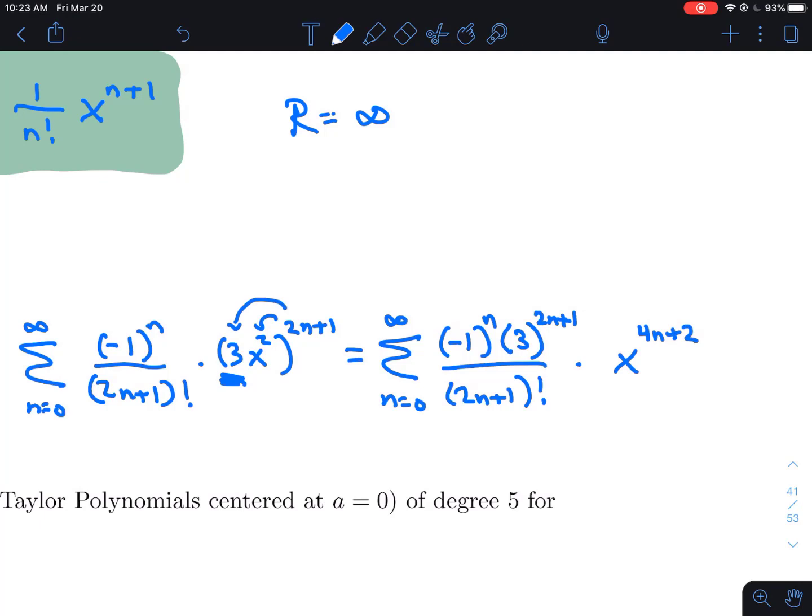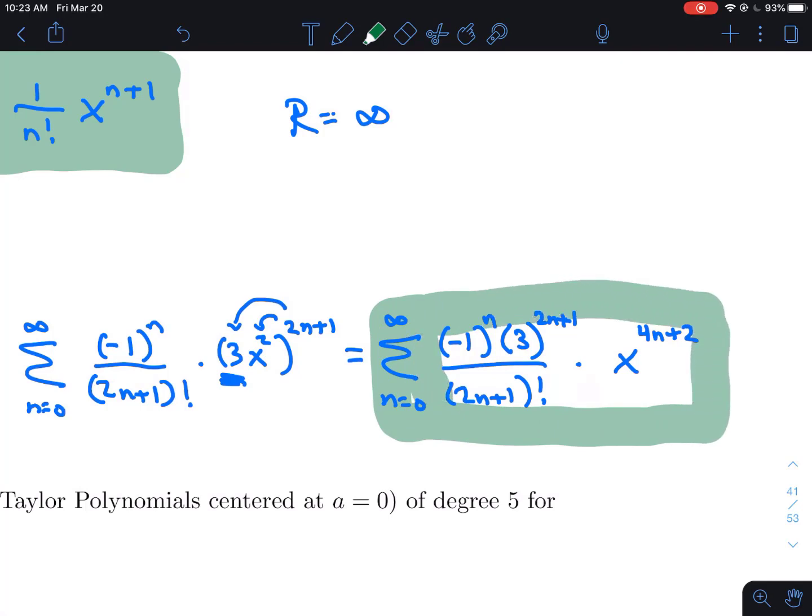So that's just 2 times the 2n plus 1. So this right here would be my final answer. This is what it looks like in this sigma notation, or the summation notation. And again, remember that the radius of convergence for sine was infinity. So this will also be infinite.